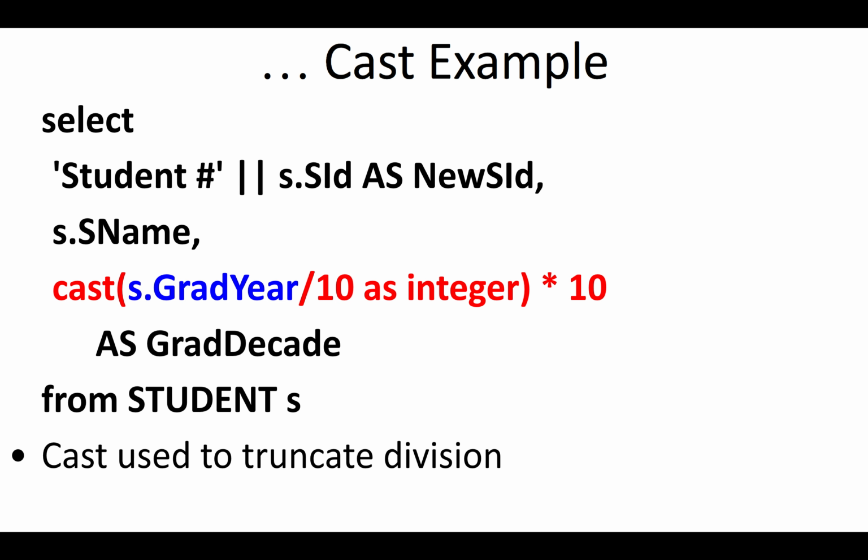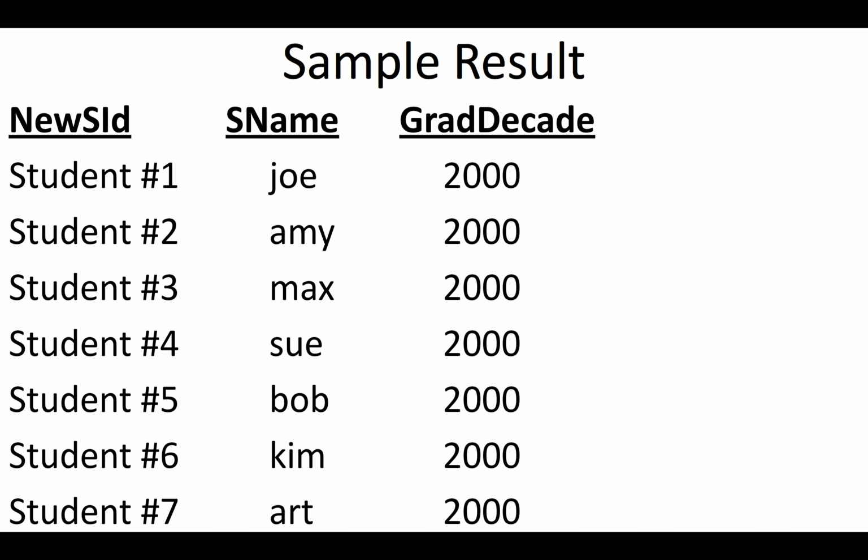So if you graduated in 2003, that would be the decade of 2000. If you graduated in 2007, you're still in the 2000s. Basically, I want to calculate whether you graduated in the 2000s, 2010s, 2020s, or 2030s. What decade did you graduate? That allows me to do that calculation. So there it is: here's student Joe, Amy, and whatnot. Here's the graduation decade. They all graduated in the 2000s.